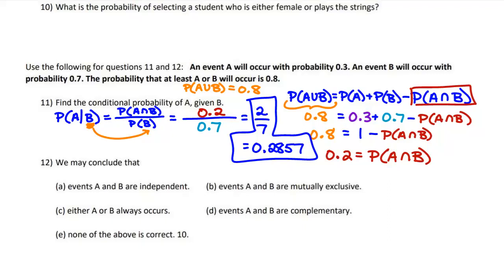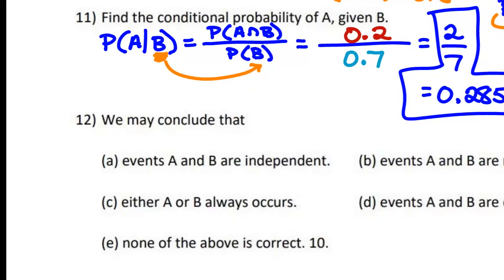We may conclude that events A and B are independent. Well, let's see. What is the probability of A? 0.3. What's the probability of A given B? 0.2857. Are those the same? Then they are not independent. We know that they are not independent because the probability of A does not equal the probability of A given B.